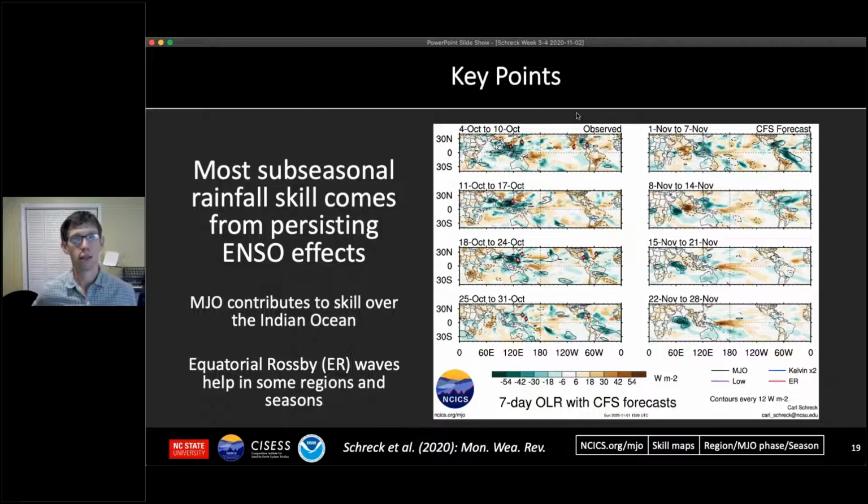Then after that, the next lowest hanging fruit are the MJO filtered anomalies, these black contours, where, especially when you've got contours over the Indian Ocean, that's particularly a higher skill thing to leverage. And then equatorial Rossby waves are a little bit more of a forecast of opportunity, where there are certain regions and seasons that they're helpful, but largely focusing on the low frequency and the MJOs is going to be where most of the skill comes from. So with that, I'll hand it back off and happy to take any questions.